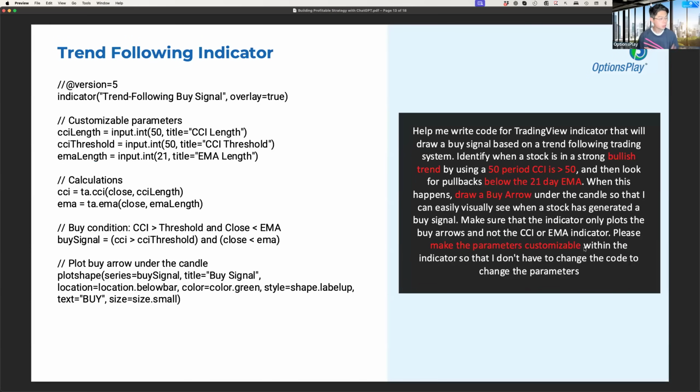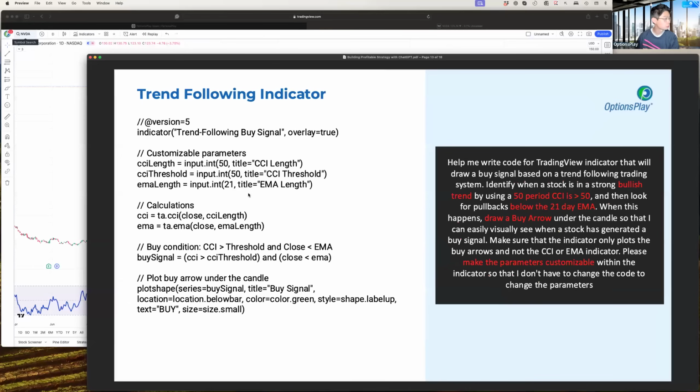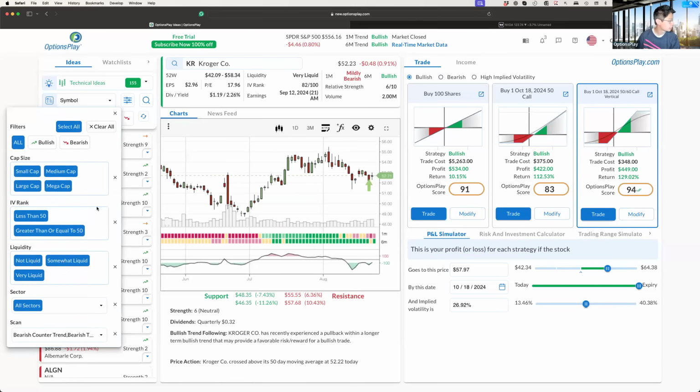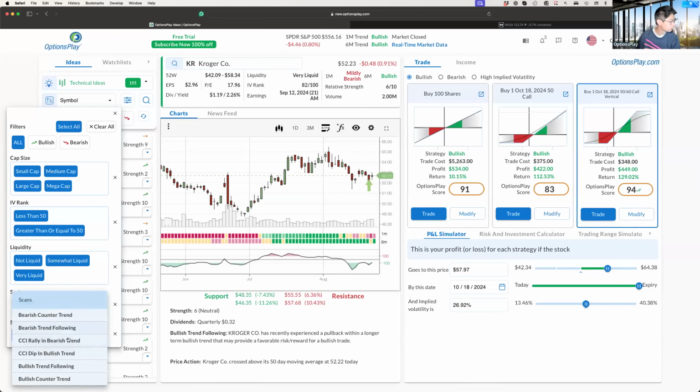So what I'm going to show you here today is what I've done over the past year or so, some of the work that we've done using ChatGPT and TradingView to build some of the new trade idea scans that we recently just released onto the OptionsPlay platform. So when you log into OptionsPlay, you might notice that under the technical scans, we now have 4 scans that are new.